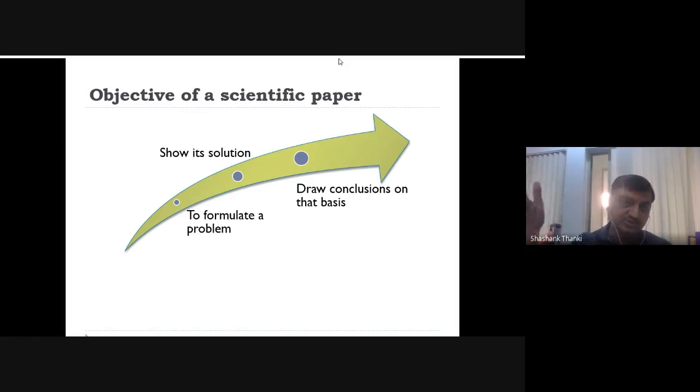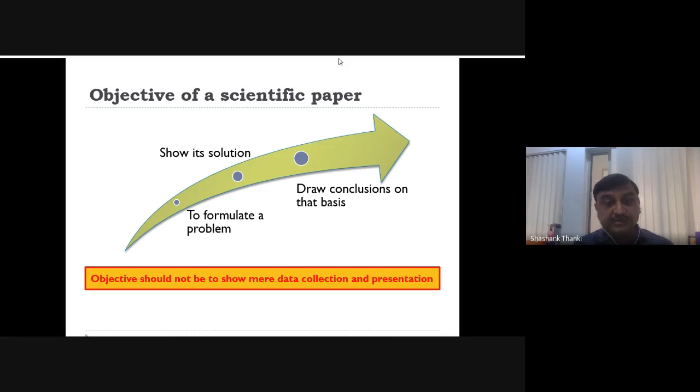Selection of an appropriate solution methodology is another important aspect, and then how the outcome of your solution methodology will help the next researcher, how further research can be extended, what your conclusions are, how you are adding to the existing literature, and what your contribution is to the scientific work. So draw your conclusions on that basis. And this journey is nothing but the purpose of developing a scientific research paper.